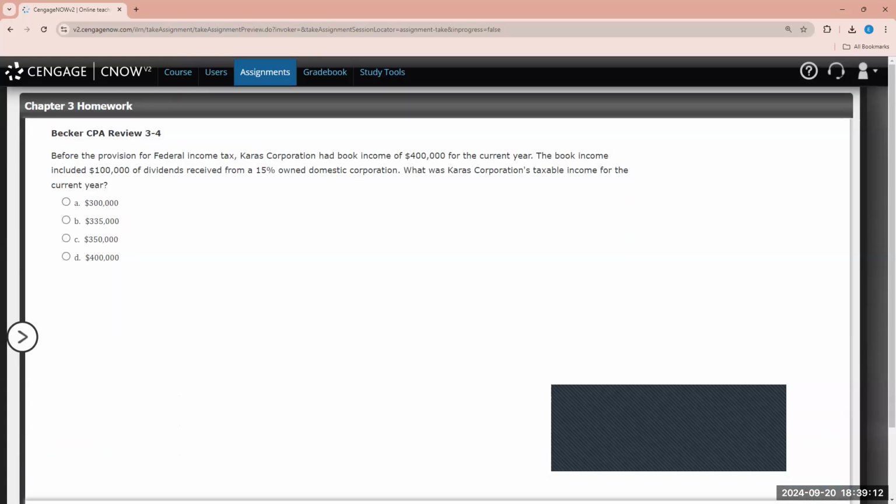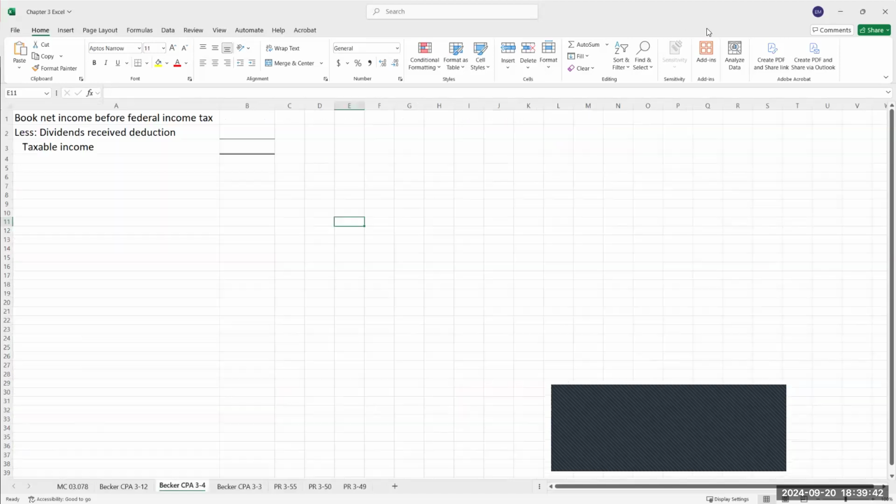All right, here we have our next question, and it asks, what was Karas Corporation's taxable income for the current year? It says, before the provision for federal income tax, Karas Corporation had book income of $400,000 for the current year. The book income includes $100,000 of dividends received from a 15% owned domestic corporation. What was Karas Corporation's taxable income for the current year? All right.